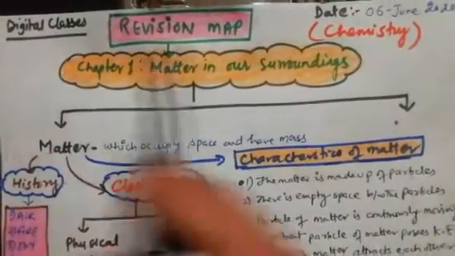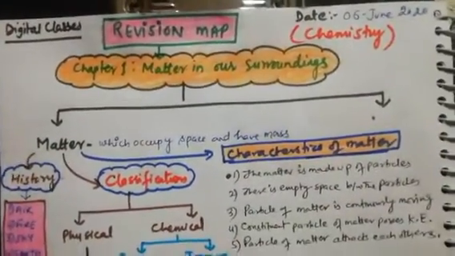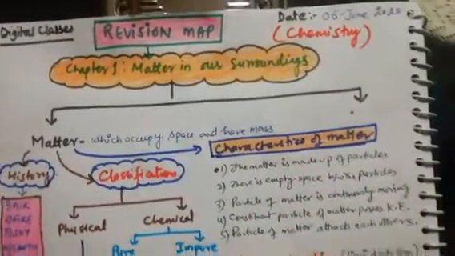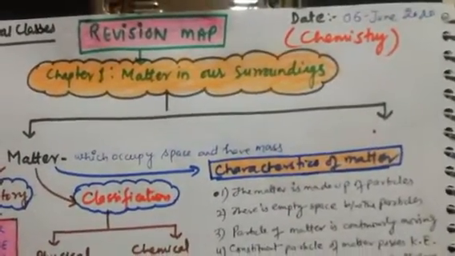Welcome to Digital Classes. This is your chemistry period, and today on 6th June 2020, I am going to tell you about the revision map of the full chapter. One chapter we have finished, that is chapter 1, Matter in Our Surrounding, and we took the test also.